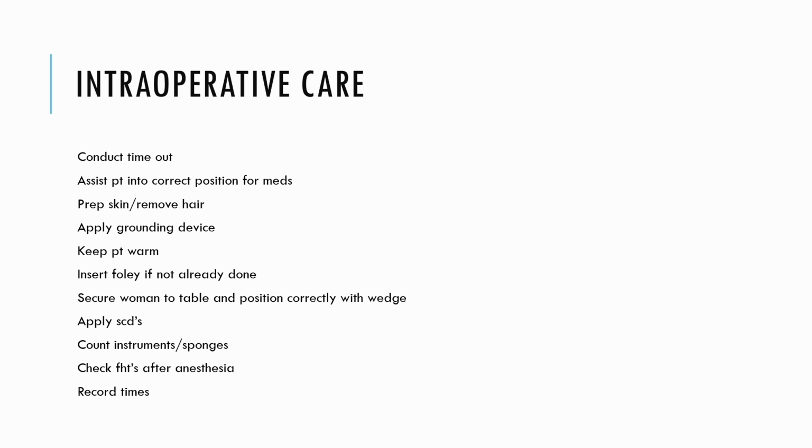Okay, then back in the OR, when you're back there with the patient, we've got to make sure a timeout is performed. So that's going to make sure we have the correct patient, the correct procedure, the correct site. Assist the patient into the correct position for her medication, so if she's getting a spinal or an epidural or anything like that. Prep her abdominal skin. This is usually done with betadine or iodine wash.